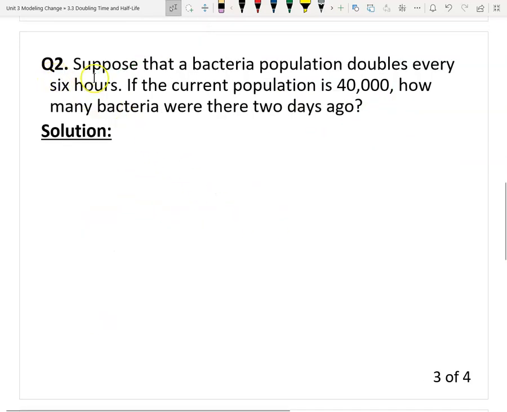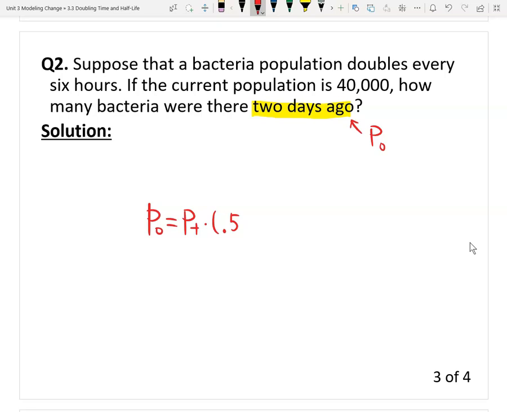Here is the second question. Suppose that a bacteria population doubles every 6 hours. You know this is the doubling time, so we have to use the doubling time growth model. If the current population is 40,000, how many bacteria were there 2 days ago? Let me highlight this. 2 days ago is a past time, similar to the last question. So we need to find the initial value. Let me copy the initial value formula again, which is P0 equals PT, the future, times 0.5 as the base raised to the power of T, the time, over TD.